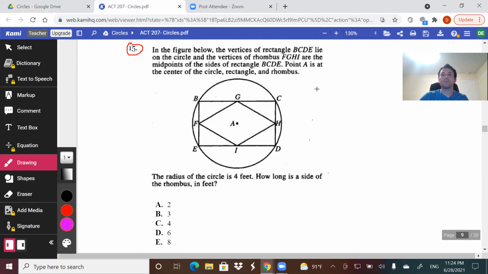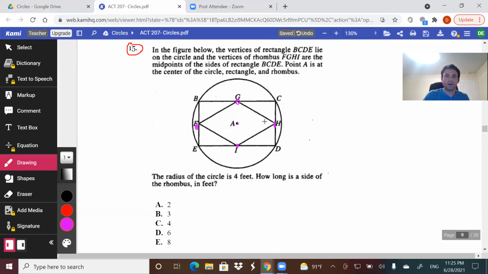So in the figure below, the vertices of rectangle BCDE lie on the circle. Okay, so we've got BCDE. And the vertices of the rhombus are the midpoints of the sides of the rectangle. So these are all the midpoints of the rectangle. They cut the sides of the rectangle in half. And point A is at the center of the circle, rectangle, and rhombus. The radius of the circle is 4. How long is the side of the rhombus in feet?